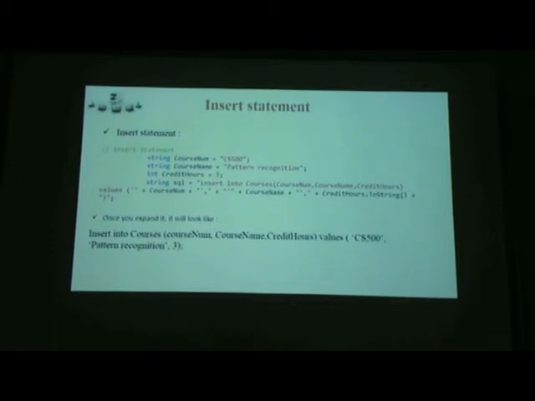So I will put this in double quotation because this is in C#. And then I will look at the values of each column. So course num is string. So it will become like this. The value, comma, CS 500, comma, and then pattern recognition and 3.